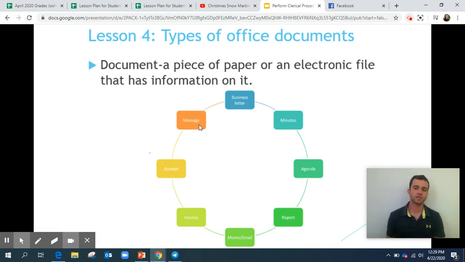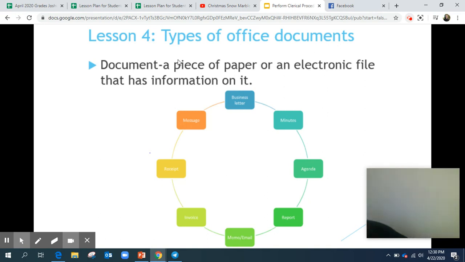So your first question might be, Teacher Josh, what is a document? Well, that is a good question. A document is a piece of paper or an electronic file that has information on it. So documents can be lots and lots of things. A text message can be a document, an email can be a document, a piece of paper can be a document.